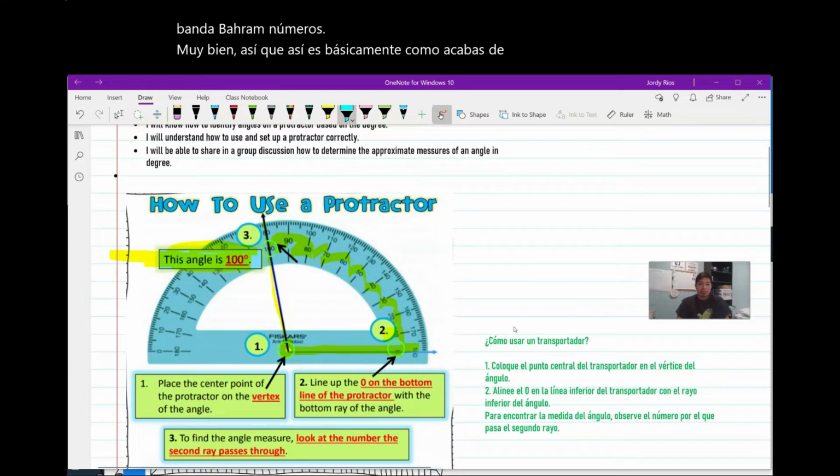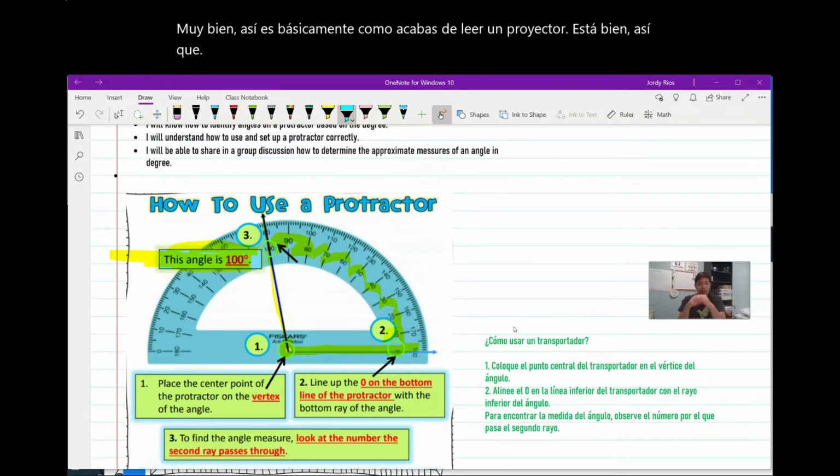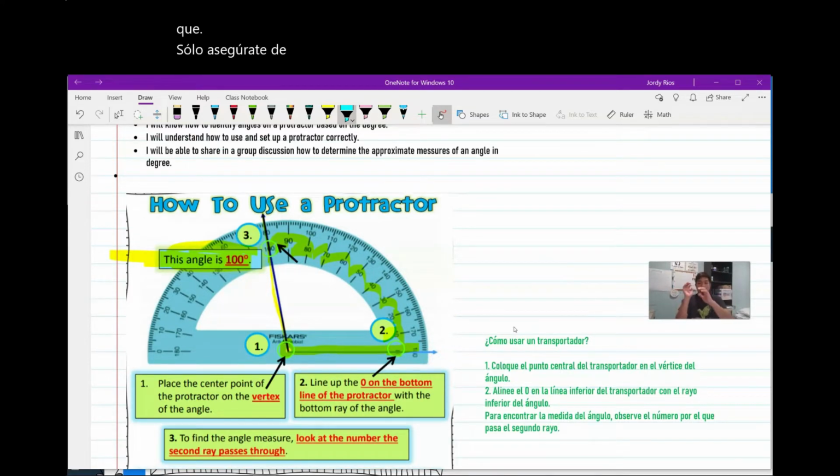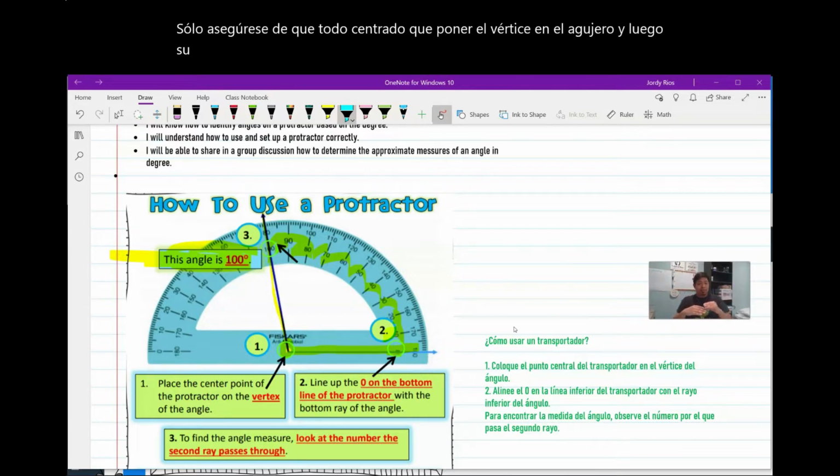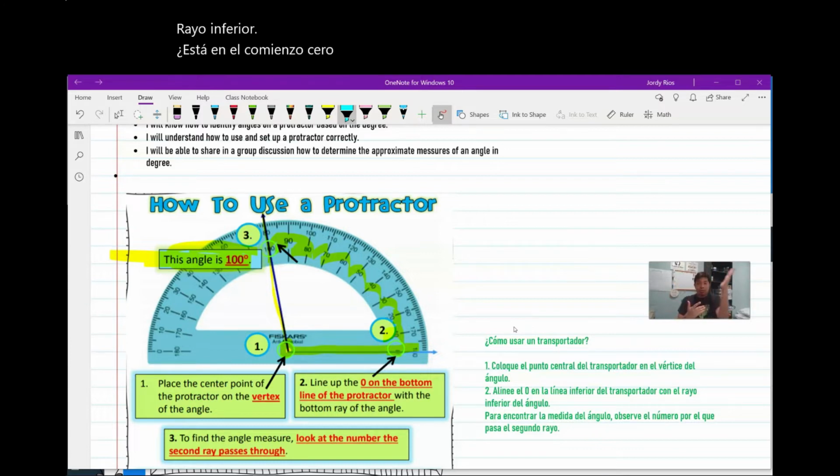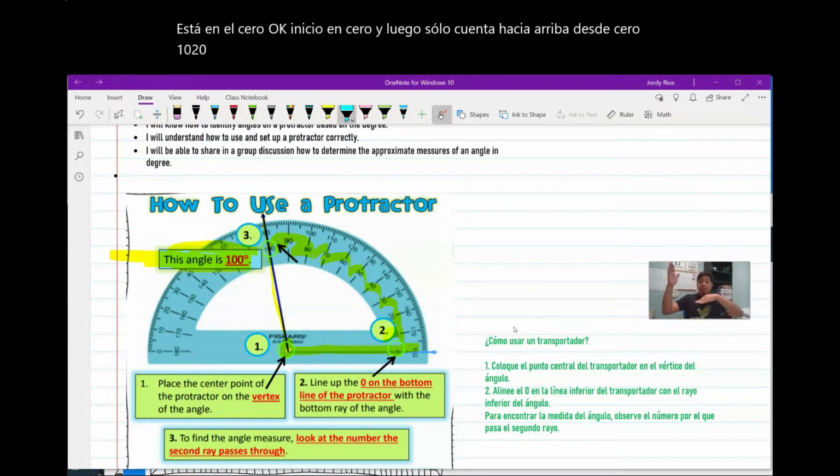Okay, so just make sure everything's centered. You put the vertex in the hole, and then your bottom ray is on the 0. Okay, you start at 0, and then you just count up. Okay, from 0, 10, 20, 30, 40, 50. If you don't do that, you're gonna mess up.